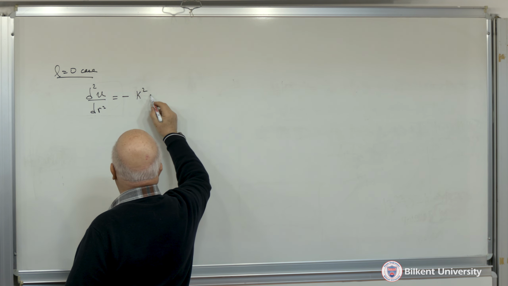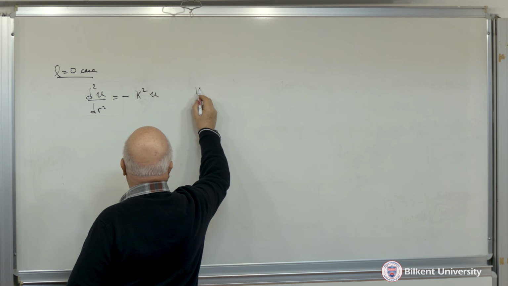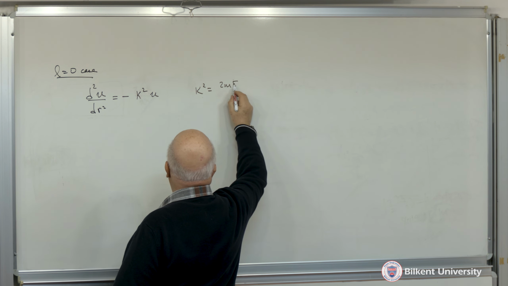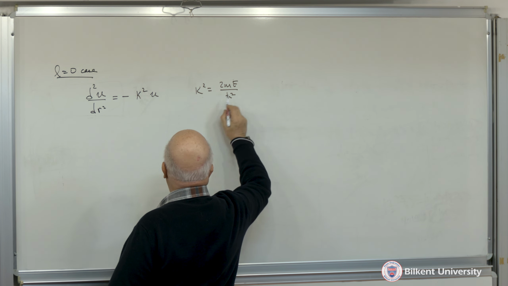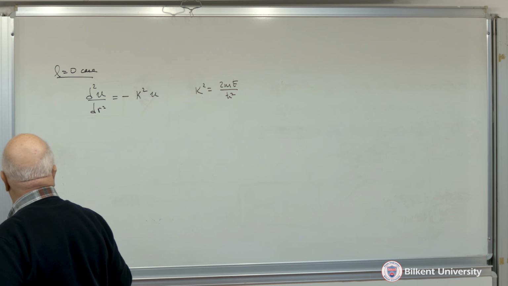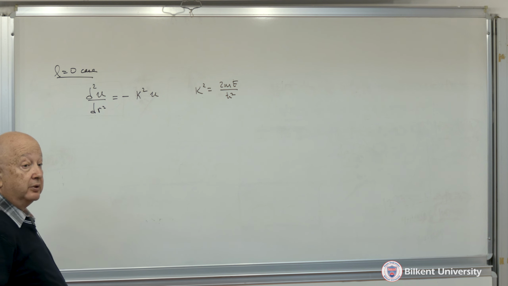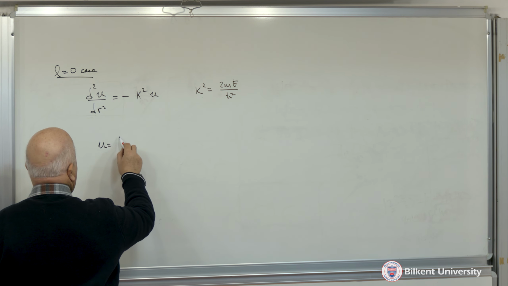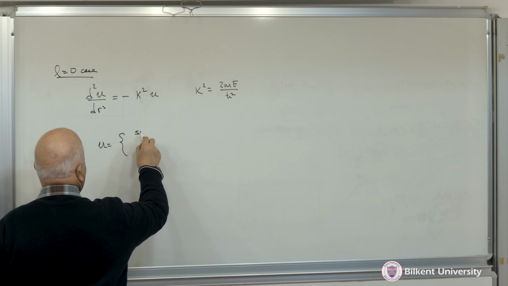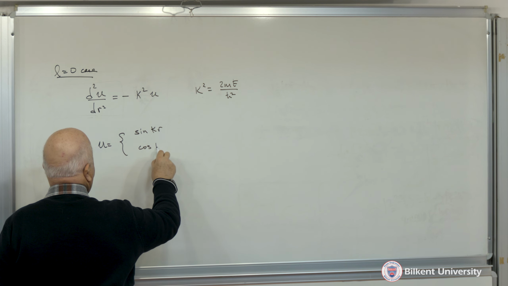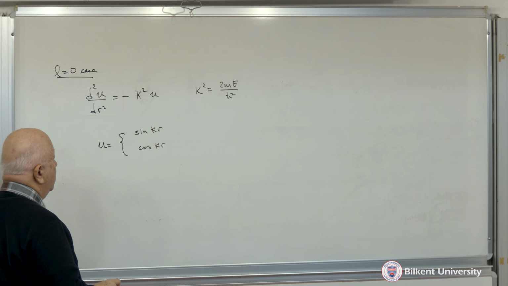k squared u, where k squared is 2me over h bar squared. Okay, and the solutions are very simple, right? So solutions are going to be, yes, a linear combination of sine kr and cosine kr.